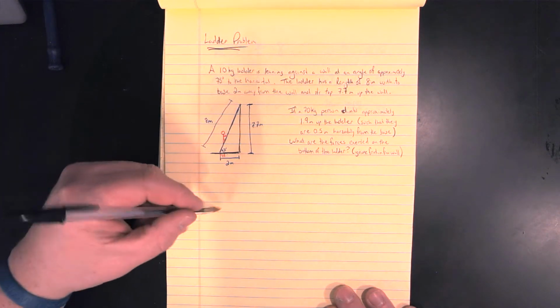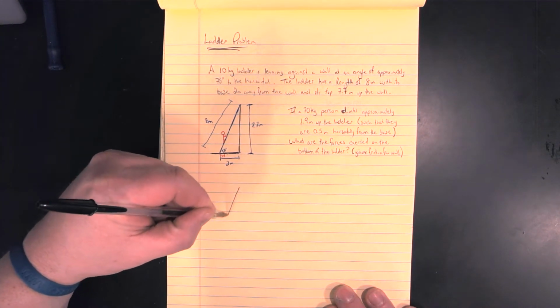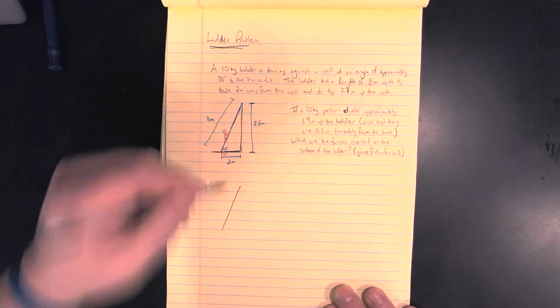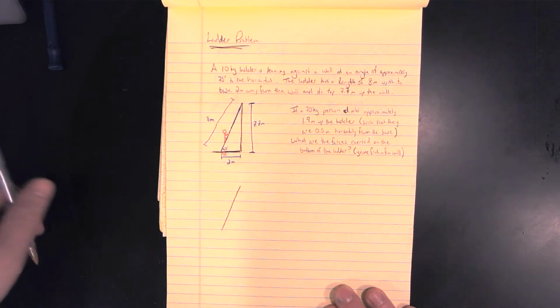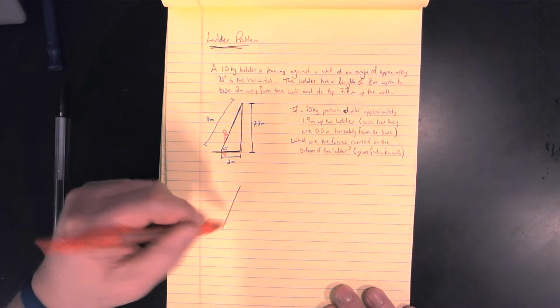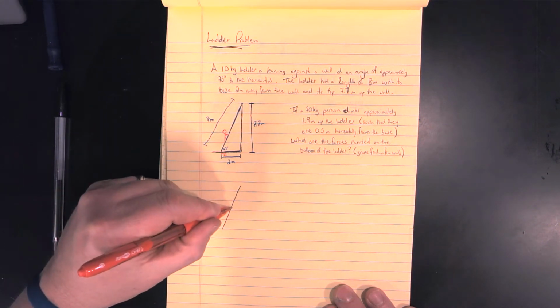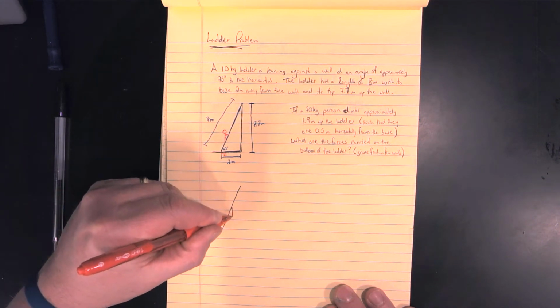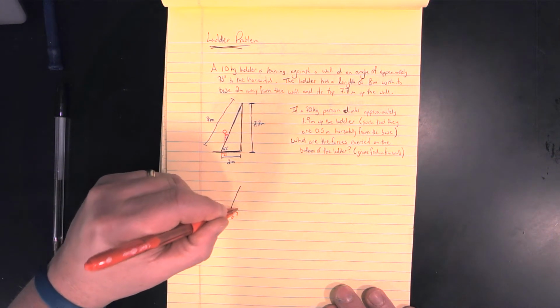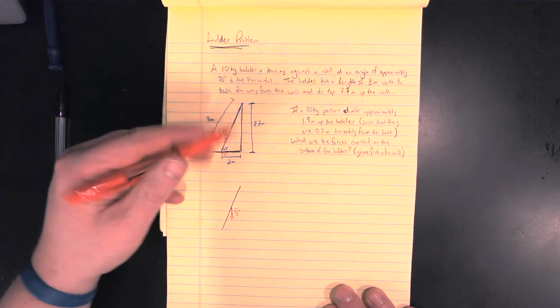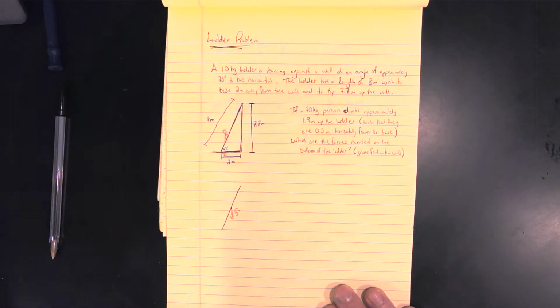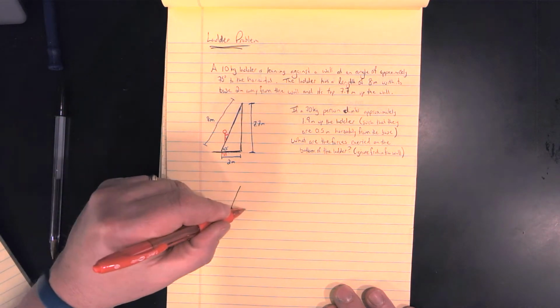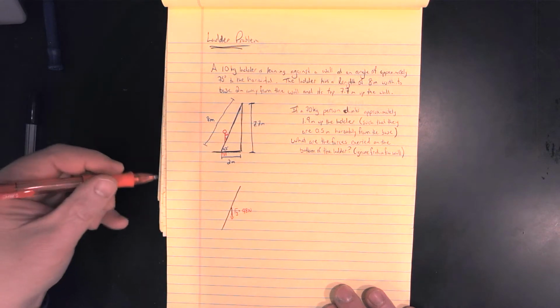So I'm going to redraw this and just deal with all the forces on it. So I have the ladder. I know that there's a force of gravity. I'm going to put that in red, acting on the ladder at the center of mass. So F sub G is just M times G, and since it's 10 kilograms times 9.81, that's 98 newtons pulling down.